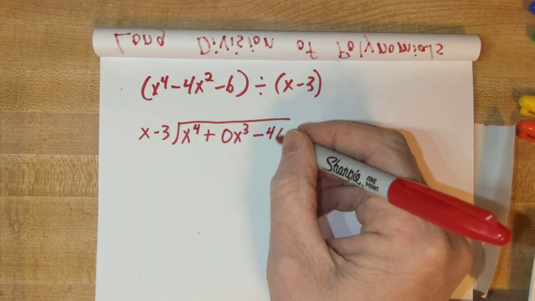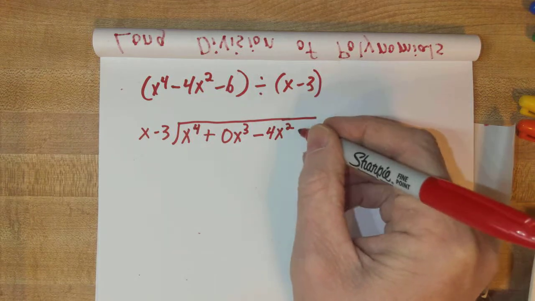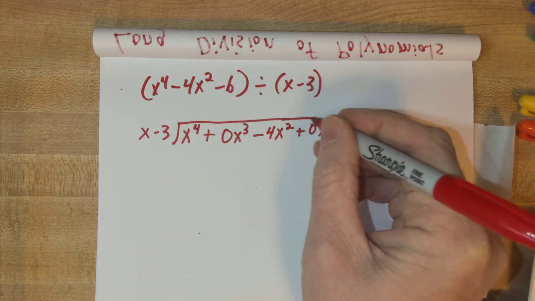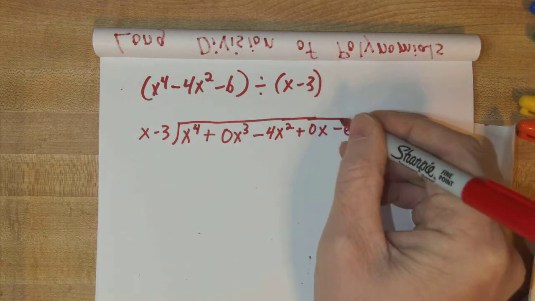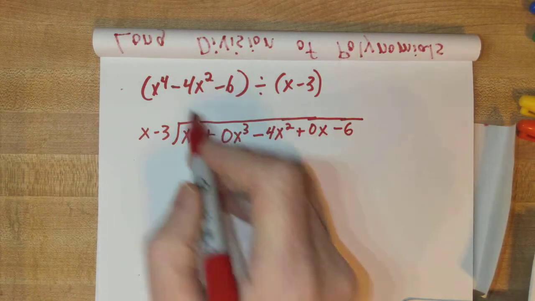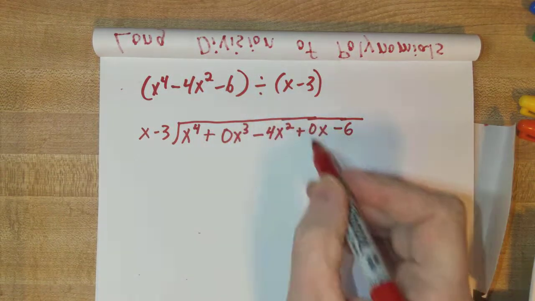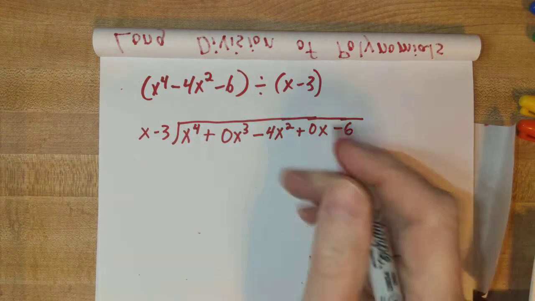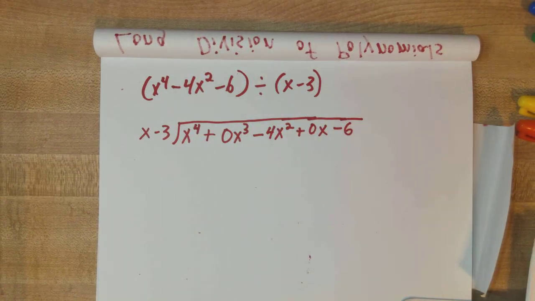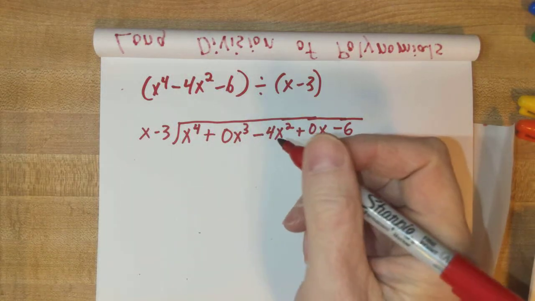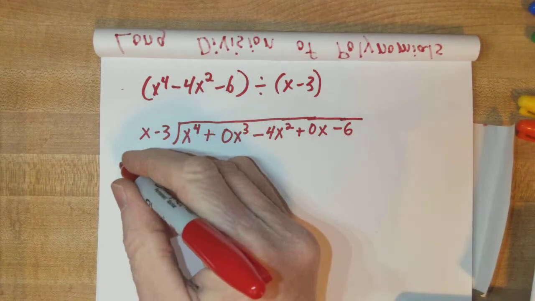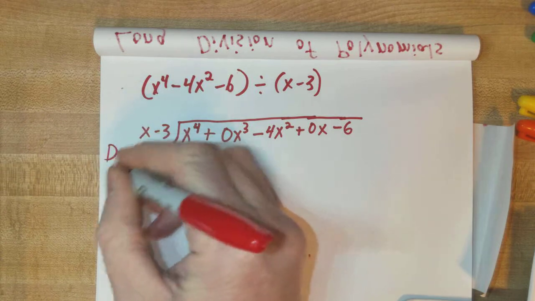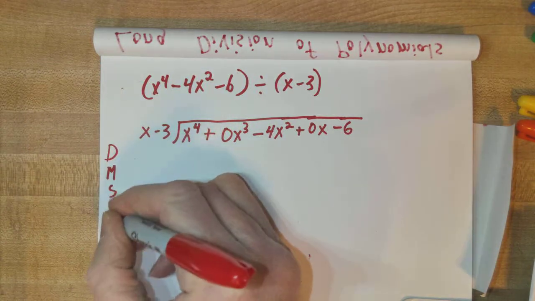Then I'll write minus 4x squared. I'm going to write plus 0x and minus 6. I didn't have an x to the 1st term here, so I'm just going to put those in just to keep things lined up nice and easy. And I'm going to go through the divide, multiply, subtract, and bring down step.